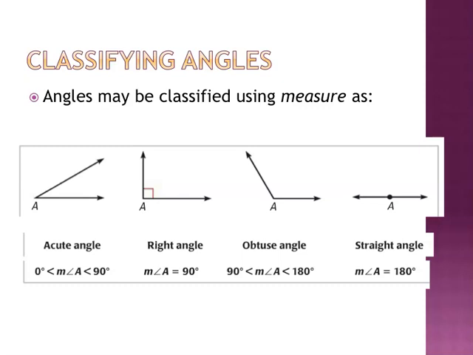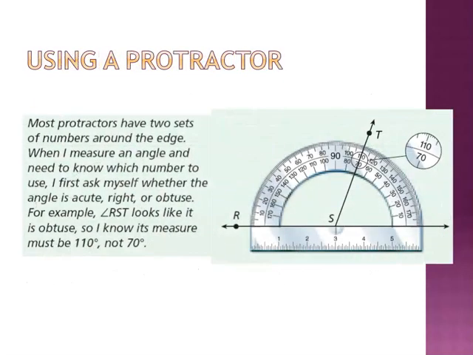Now, how do you use a protractor to find the measure of an angle? Well, most protractors have 2 sets of numbers around the edge. When you measure an angle and need to know which of those 2 numbers you're using, you want to ask yourself whether the angle is an acute angle, a right angle, or an obtuse angle. So for example, if you are trying to find the measure of angle RST here, it looks obtuse. So between 110 and 70, this is going to be 110 degrees.